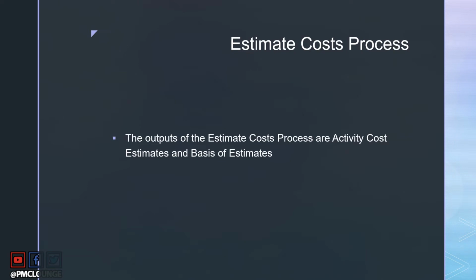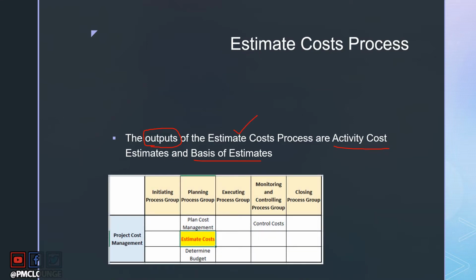So I hope the first sentence provided some respite. The activity cost estimates and basis of estimates. These two terms are nothing but the outputs of a process known as the estimate cost process. Now, if you have already forgotten, let's take a quick look at where this process lies. So the estimate cost process is part of the planning process group and the cost management knowledge area. This is where we are.